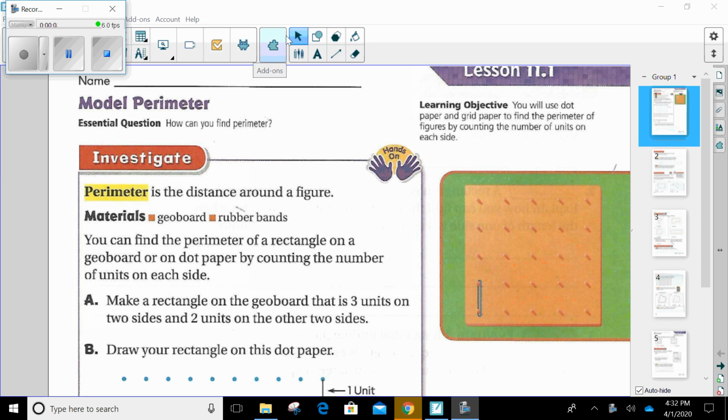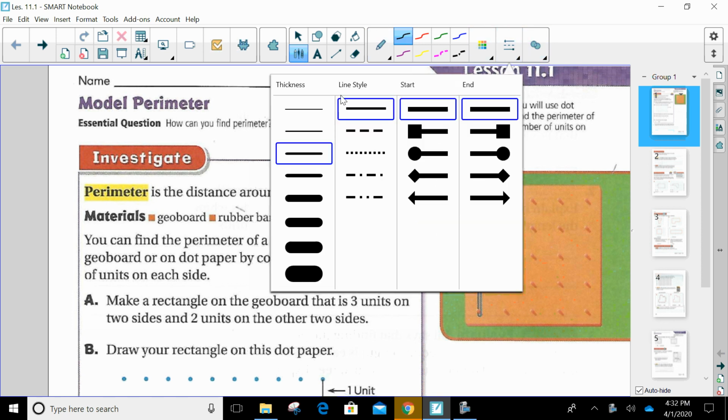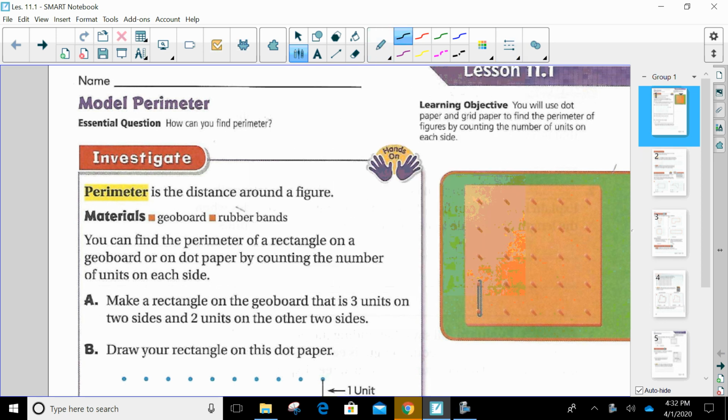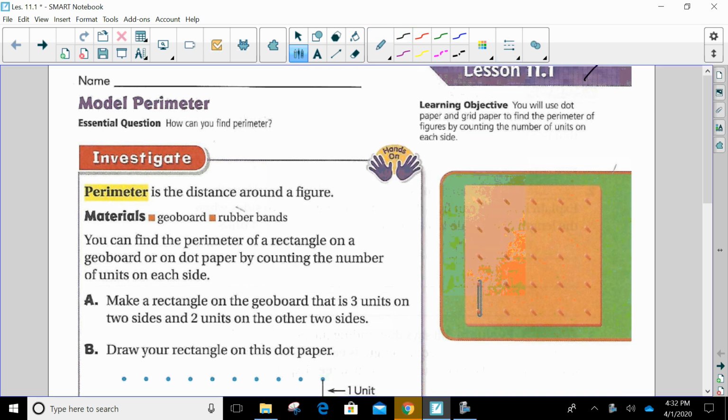All right, ladies and gentlemen, we are getting ready to do our first lesson in chapter 11. I know we're so excited about this. Let me get my pen situated. Nope. Pen, line. There we go. Okay.